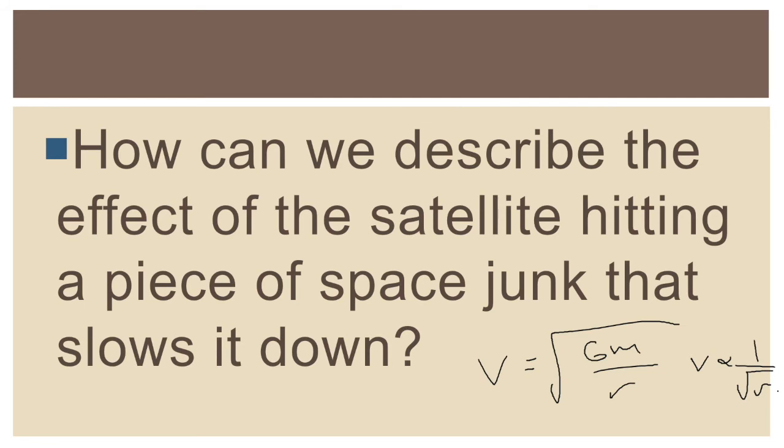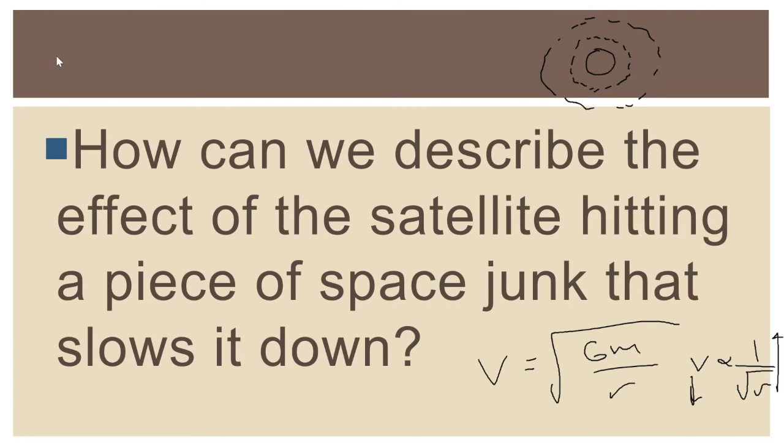Because you could pretty easily look at that equation and think, well, if the speed of the satellite is decreasing now because it hit this piece of space junk and slowed down, then v is going to get smaller. And if the speed is inversely proportional to the square root of r, then r has to get bigger. And so if this is the planet, instead of the satellite orbiting with this orbital radius, it's just going to move out to a larger orbit. That's wrong, though.